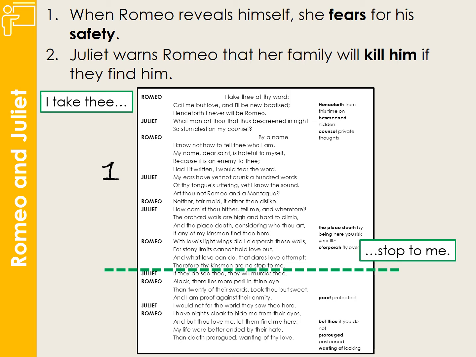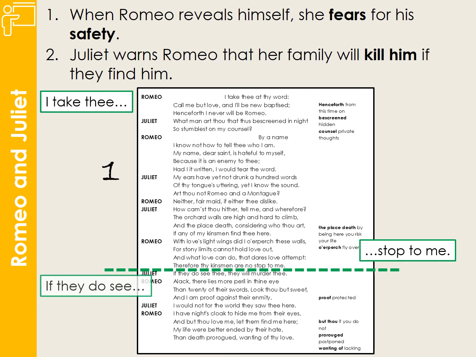Okay, so you should have one written in the side there. Look at the top: when Romeo reveals himself, she fears for his safety. It would be good if you could write that next to this section of this extract. I didn't have a chance to show you precisely on the page, but where the handwritten one is, next to the extract, write: when Romeo reveals himself, she fears for his safety.